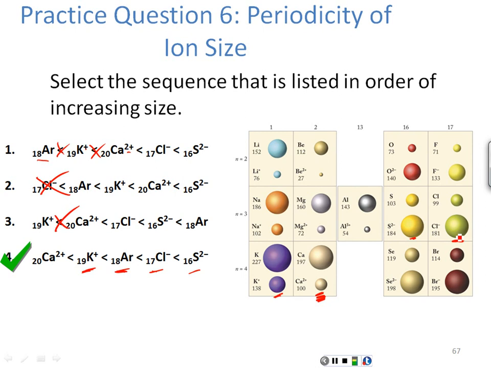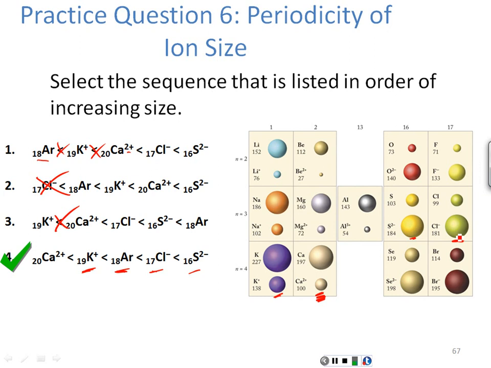So in this class, if you're given a question like this, you can always assume that an ion that has a positive 2 charge is always going to be smaller than an ion that has a positive 1 charge. And if you're given an ion that has a negative 2 charge, you can assume that it's always going to be larger than an ion that has a negative 1 charge.